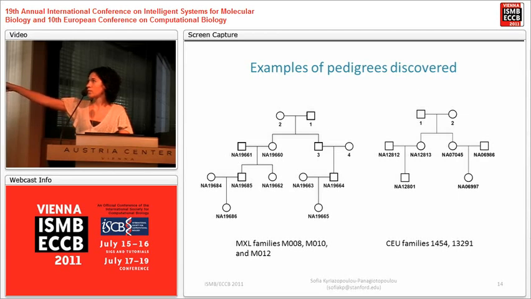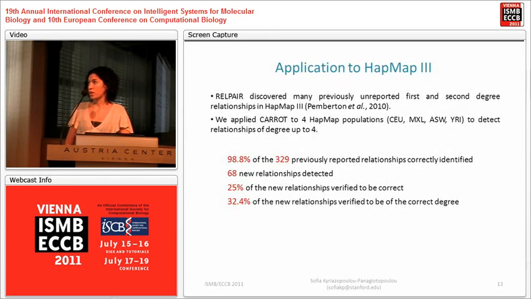So in this tree here, all the first degree relationships, the parent-child and full sibling relationships, were detected before. However, the first cousins relationship was not detected before. But if we believe that the first degree relationships are real, then we should believe that the first cousins relationship is also a valid, true relationship, although it was not reported before. In this way, we were able to verify 25% of our 68 new predictions, and also verify that about 1/3 of them were of the correct degree.